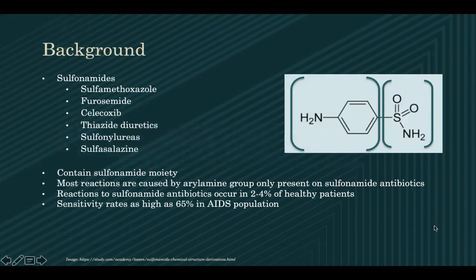To begin, sulfonamides are a class of drugs that contain a sulfonamide moiety, as shown on the right of the diagram. Sulfonamides include sulfamethoxazole, as well as some less common ones that we think of, including furosemide, celecoxib, thiazide diuretics, sulfonylureas, and sulfasalazine.